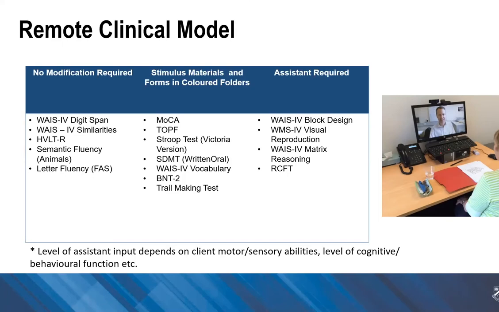And so there's lots of tests that are very straightforward to administer. There are other tests where we have some colored folders set up next to the client. For example, the trail making test, we'll angle a camera down and say, pull out the green folder, and that folder will be trail A, and we talk them through the instructions. Once they finish that test, they put the pieces of paper back in the green folder. The next test might be the word list, so they pull out the red folder and there's the word list in there.